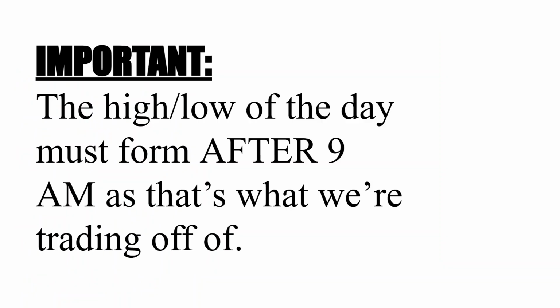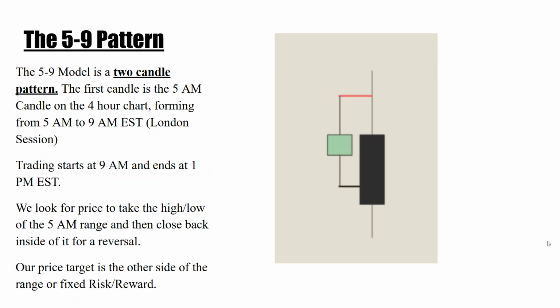Now, here's the main thing that you have to remember: the high and low of the day must form after 9. That's what we're trading off of. That's what's going to give us the reversal. So, for example, in this candle right here, this is the high of the day. This is a short example. This is the 5 a.m. range. This is the new high of the day created between 9 a.m. and 1 p.m., and price tanks. That's all you're looking for if you're going short.